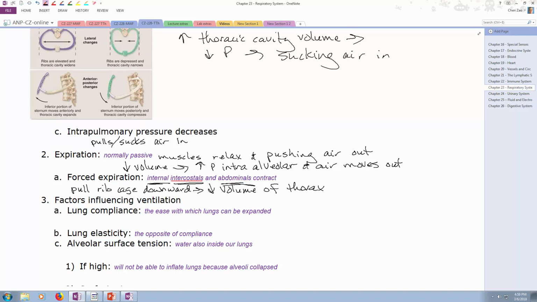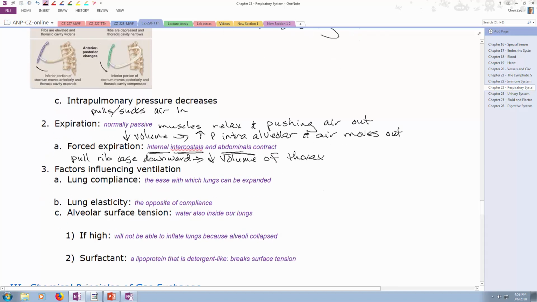Factors that will influence your ability to move air, which is what ventilation is all about. When you're hooked up to a ventilator, isn't that what a ventilator does? It literally is moving air. So remember: ventilator, ventilation, moving air. The factors are lung compliance, lung elasticity, which is actually a little bit different, and then alveolar surface tension.